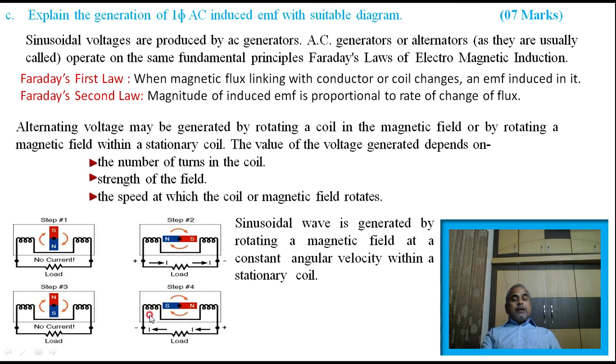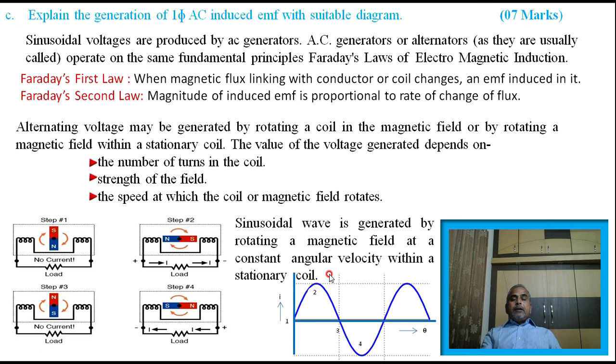You can see these coils have come under the influence of another set of poles. Before, they were under the influence of the N pole, now they are under the influence of the S pole. The current is maximum, but it changes its direction. This means alternating voltage is produced by rotating a magnetic field in a stationary armature coil. That can be demonstrated with the help of a sine waveform.